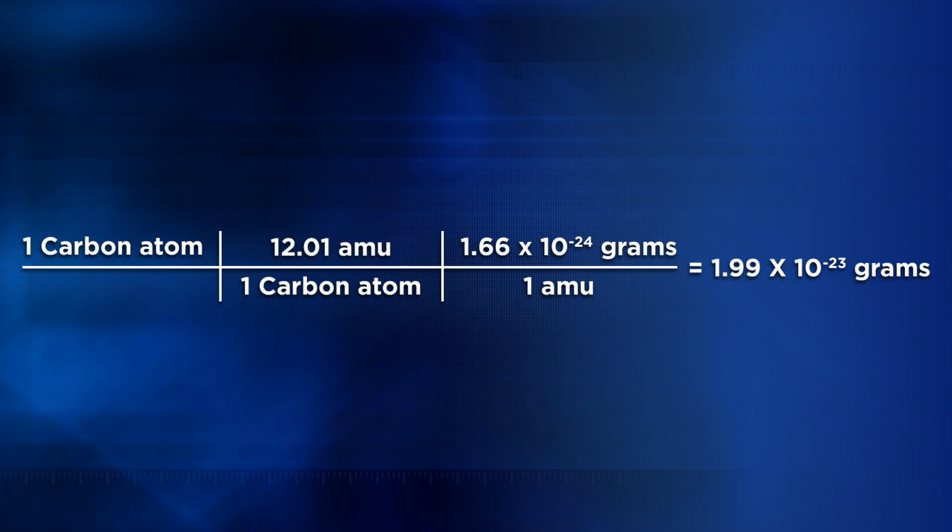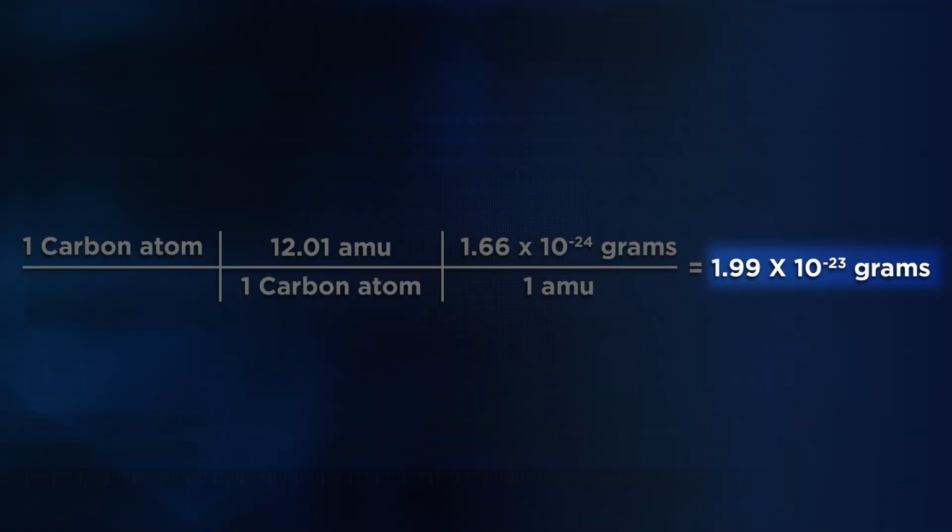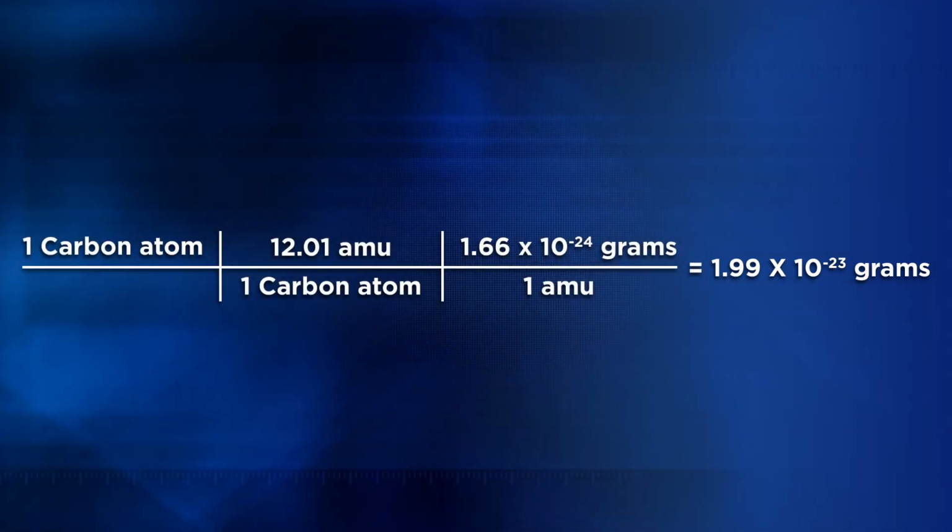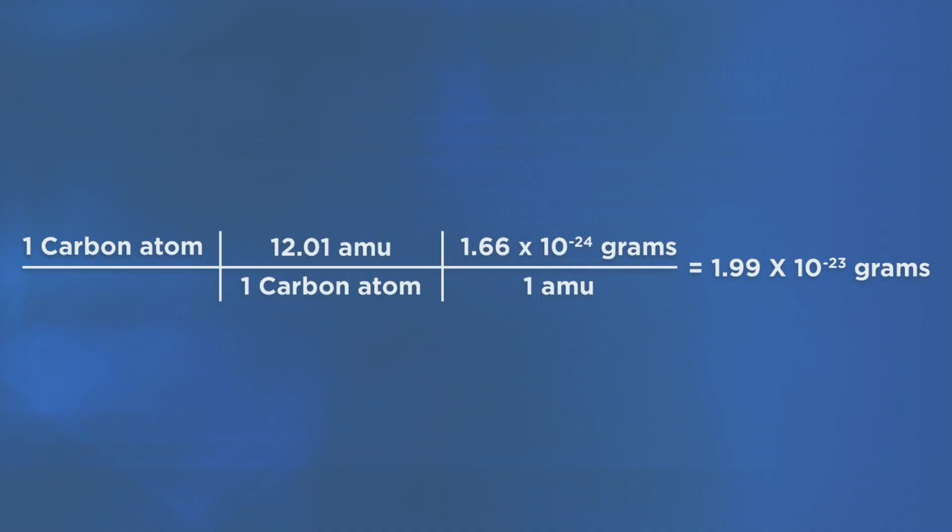Scientists have used dimensional analysis to show that the mass of a single carbon atom is 1.99 times 10 to the negative 23rd grams. Again, this is not a very practical measurement because we would never deal with a single atom. But what would be the mass of carbon if we happen to have a mole of carbon atoms?